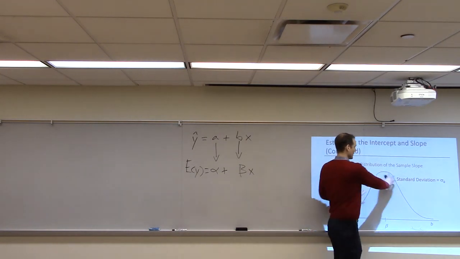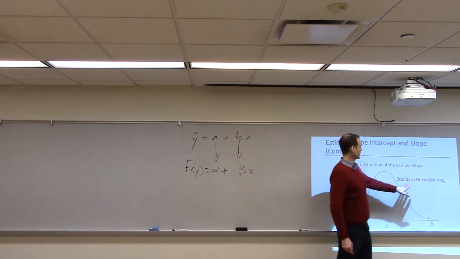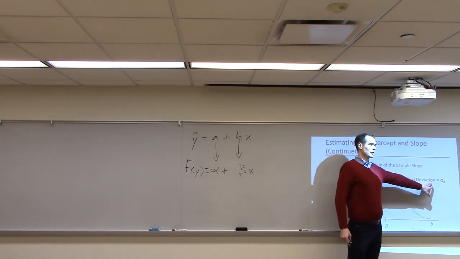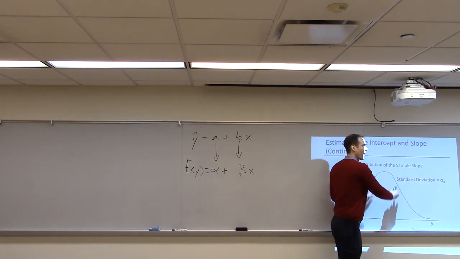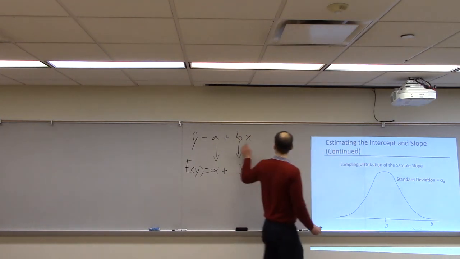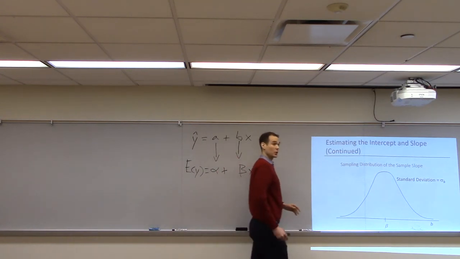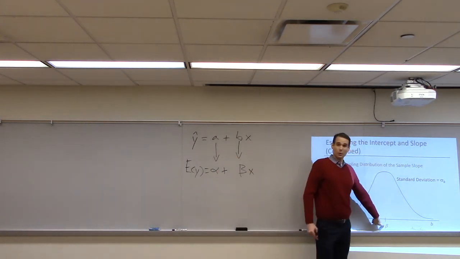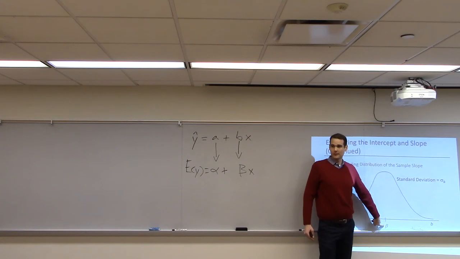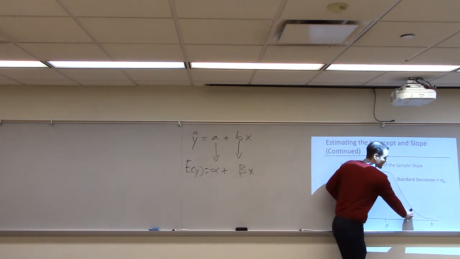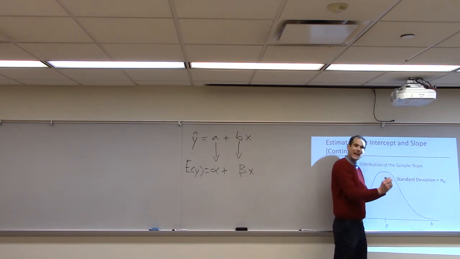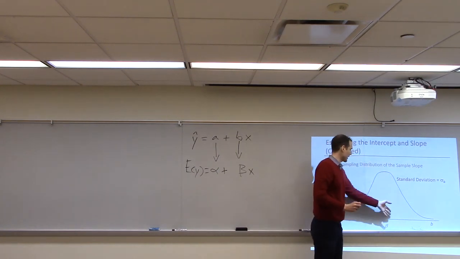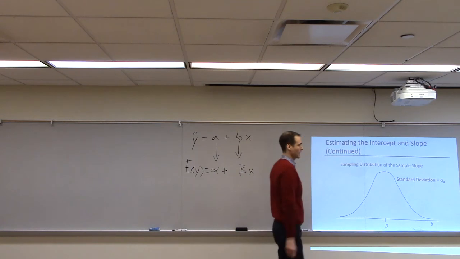And because it's normally distributed, once we calculate the standard deviation of this frequency distribution, we can quantify how confident we are that our sample slope fell within a certain range of the true population slope. So within 2 standard deviations, 3 standard deviations, we can say exactly how confident we are that this sample slope would fall in that range.